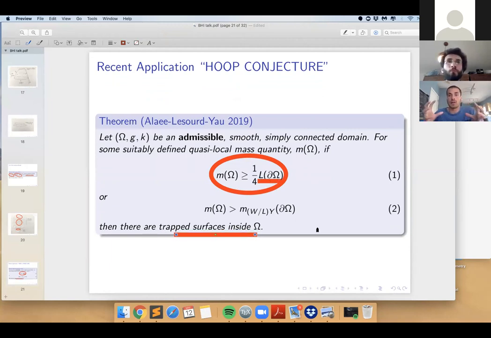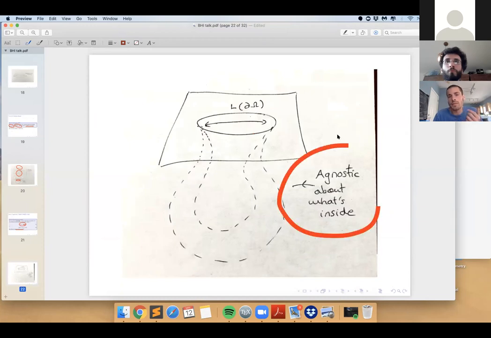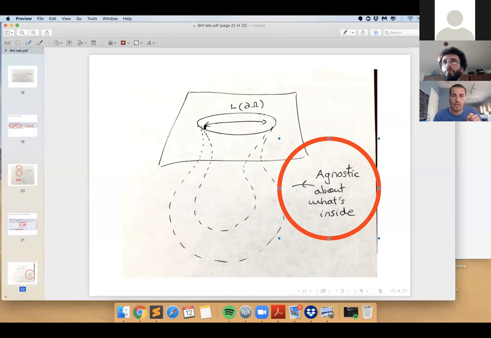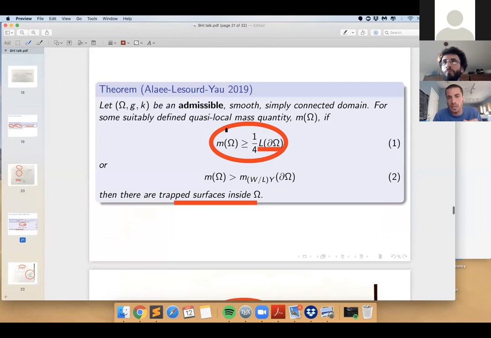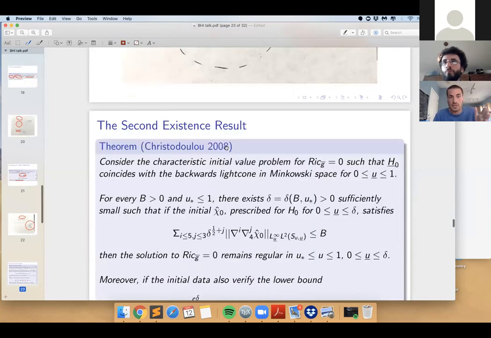So that's a black hole existence result, but it's not a formation result, and this is kind of key. I bring this up because I want to point out the fact that I'm actually agnostic about what's inside the black hole, right? So I've got a region, and all I need is to know what the length of the circumference is and some quasi-local quantity associated with the boundary. And if this inequality is true, then I've got trapped surfaces inside. Wonderful.